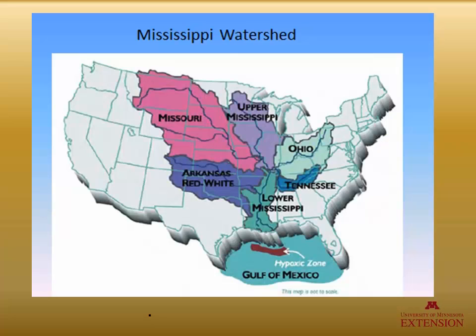Here we have a map of the Mississippi watershed, obviously the largest watershed in the United States. A big portion of Minnesota drains into this same watershed. What we have going on down here at the bottom, in the Gulf of Mexico, is what they call their hypoxic zone, or dead zone. And this largely results from excess nutrients getting to that water and not allowing normal aquatic life to grow.